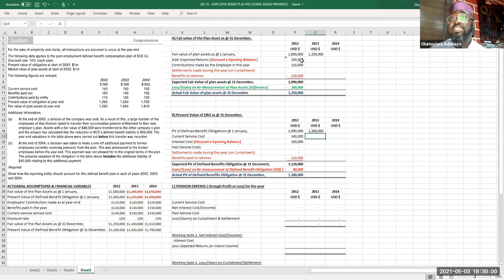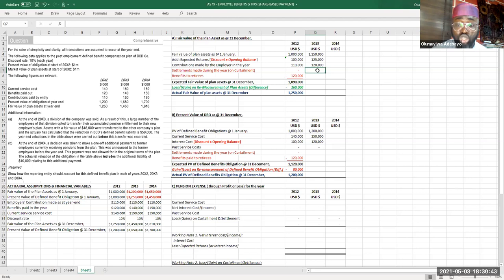In the second year again, our discount rate remains 10%. We calculate 10% of our opening balance. It gives us $125,000. We do the same thing for our interest cost, which gives us $120,000. At the end of the day, the contribution made in that year by the company is $120,000. The current service cost in that year was $150,000, and we still have no record of past service costs.